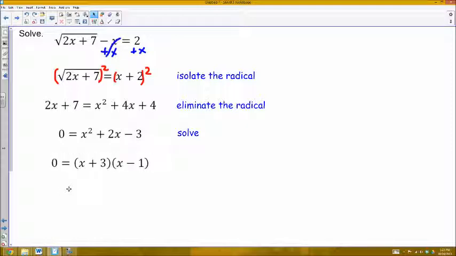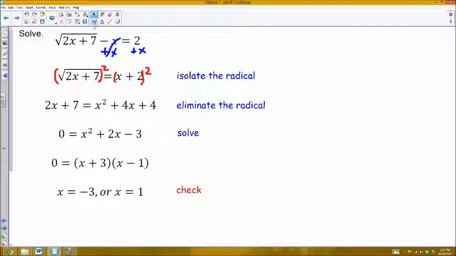This one actually factors to x plus 3 times x minus 1, which tells me that x is either negative 3 or positive 1. However, the one catch of this method is that I do need to check these final answers. So watch what happens when I check.